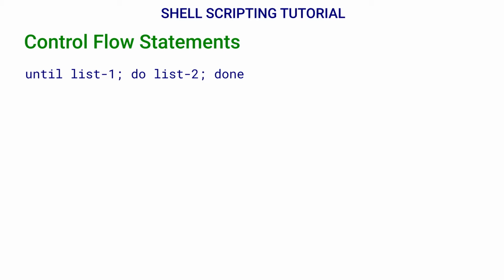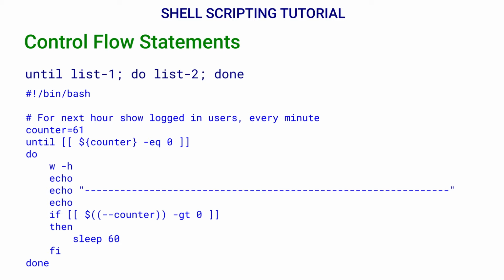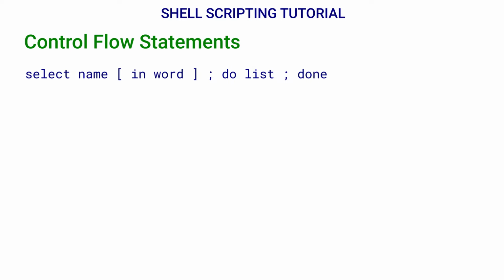The until command is just like while command except that list 2 is executed till the time the last command in list 1 returns a non-zero exit status. So here, once counter becomes 0, list 1's last command returns a 0 exit status and the until command is over. The select command can be used for presenting a text-based menu to the user and executing a list of commands corresponding to the option chosen by the user.